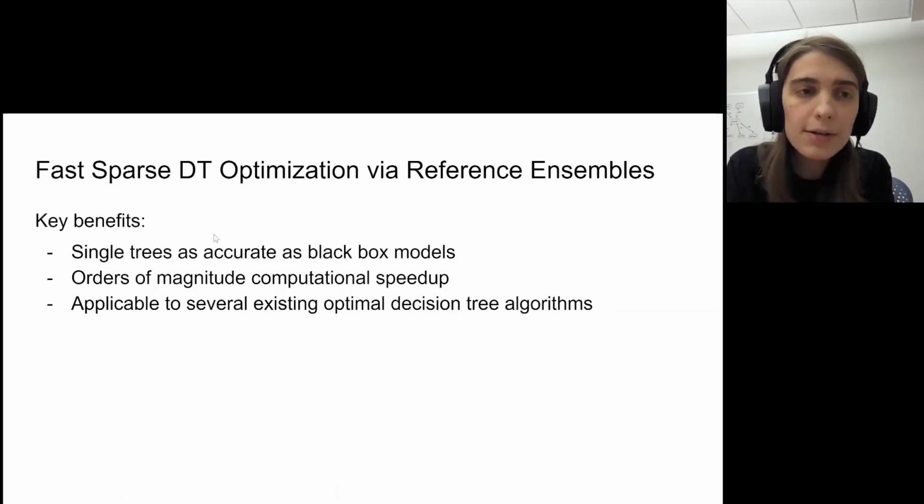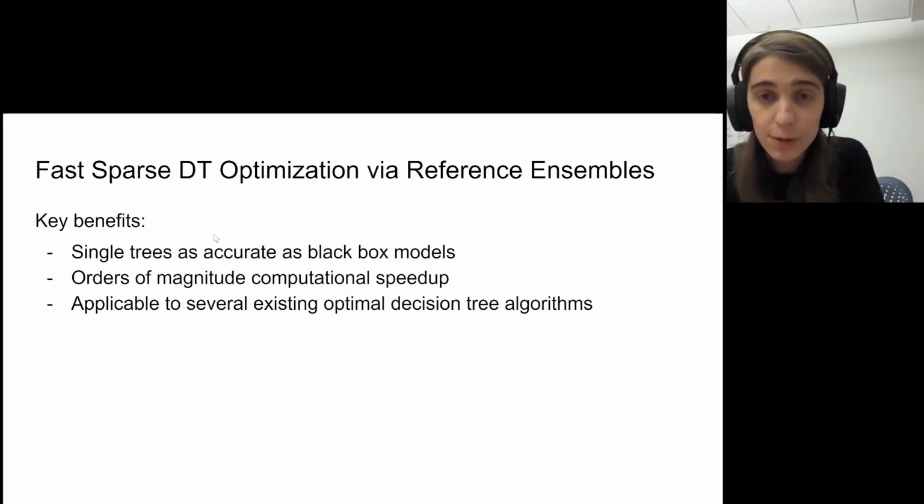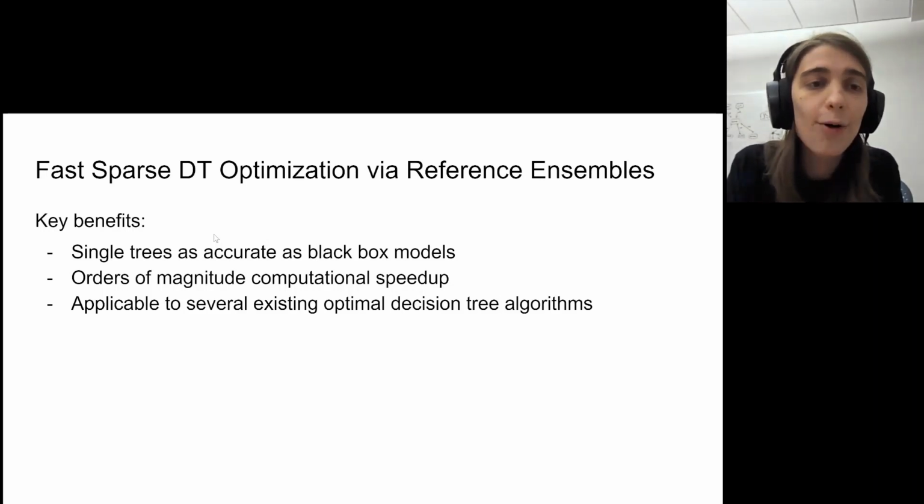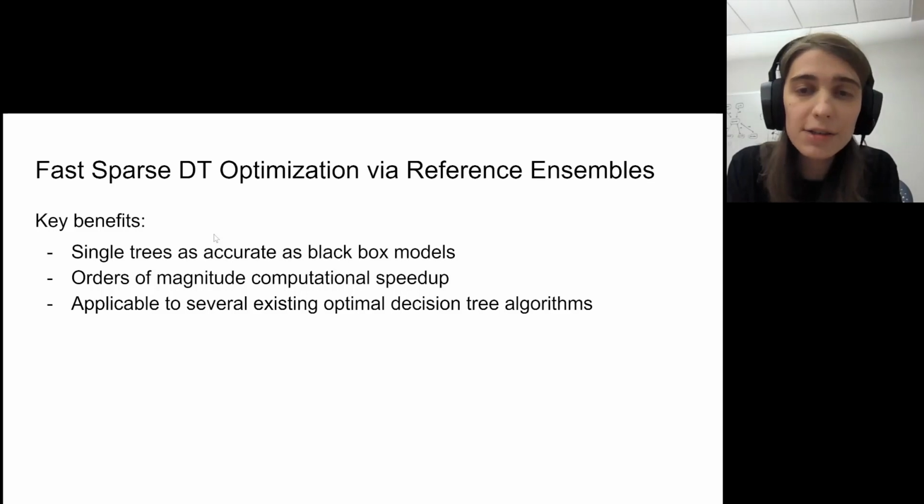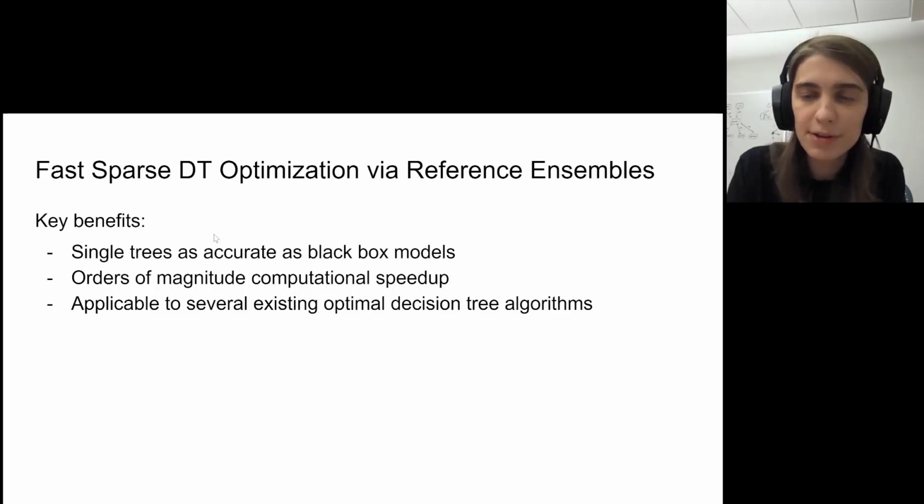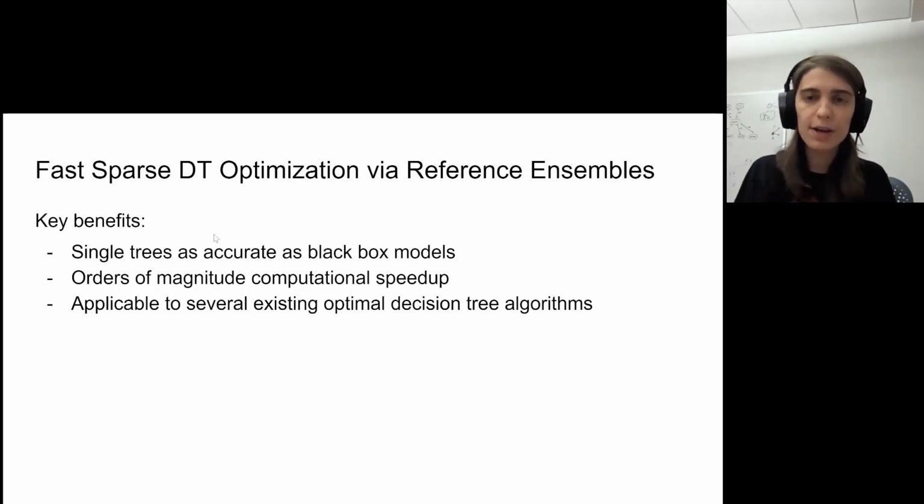So to summarize, we provide work that lets us use single trees as accurate as black box models and also interpretable. They are orders of magnitude computationally faster than other optimal approaches, and they're applicable to several existing optimal decision tree algorithms. You can provide this modification to anything that uses branch and bound with dynamic programming.